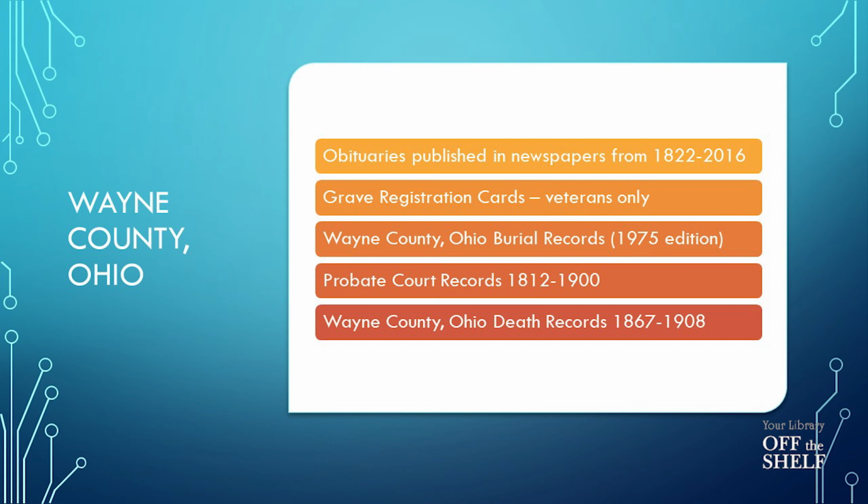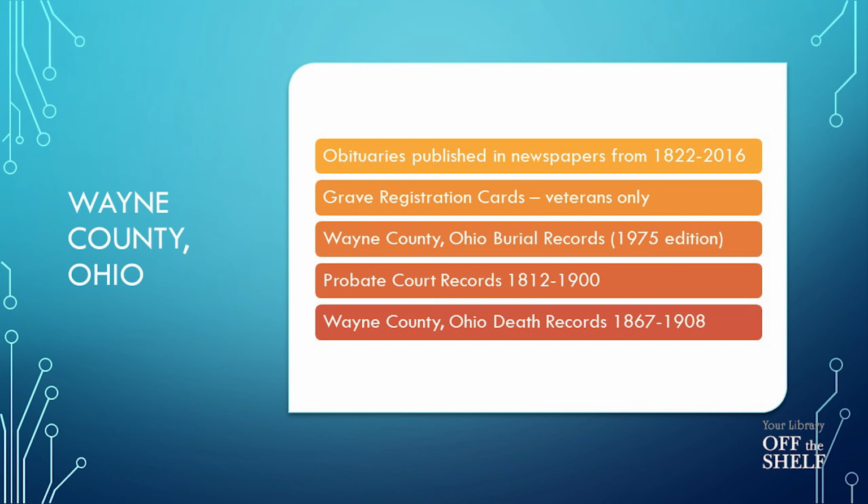The grave registration cards, which was a WPA project back in the 1930s. We have the Wayne County, Ohio burial record, which was done by the genealogical section of the Wayne County Historical Society and was published back in 1975. There are some more updates to the burial records at this point, but the items that we have added to RB Hayes are from the 1975 edition. We also have the probate court records from 1812 to 1900, as well as the Wayne County, Ohio death records from 1867 to 1908. So you'll see just from this listing that it's more than just newspapers.